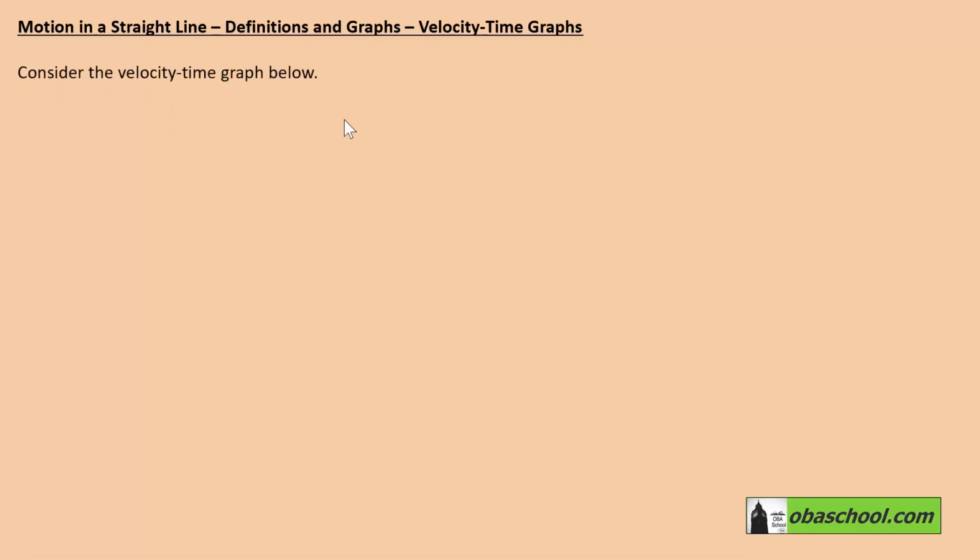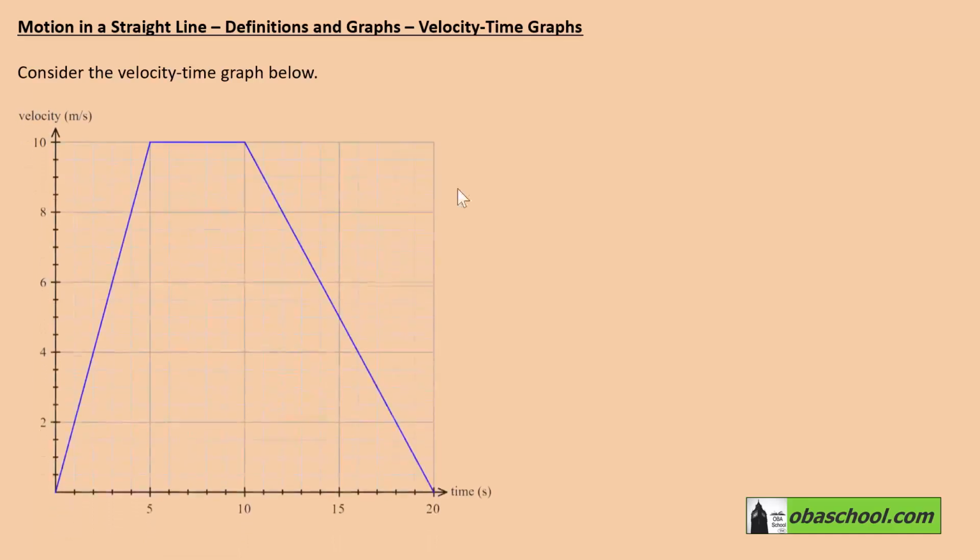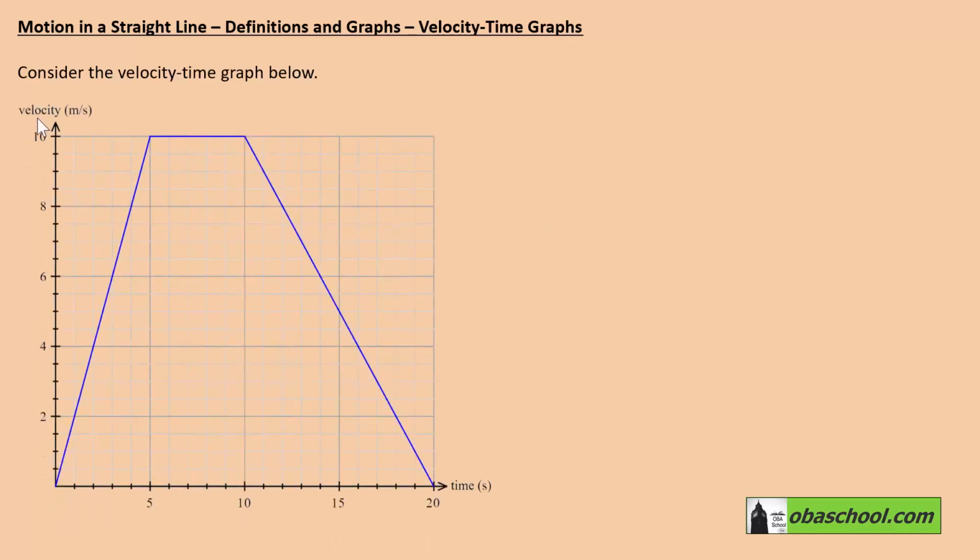Consider the velocity time graph below. So we can see that we have velocity in meters per second on the vertical axis and the time in seconds on the horizontal axis. The gradient of a velocity time graph gives the acceleration.